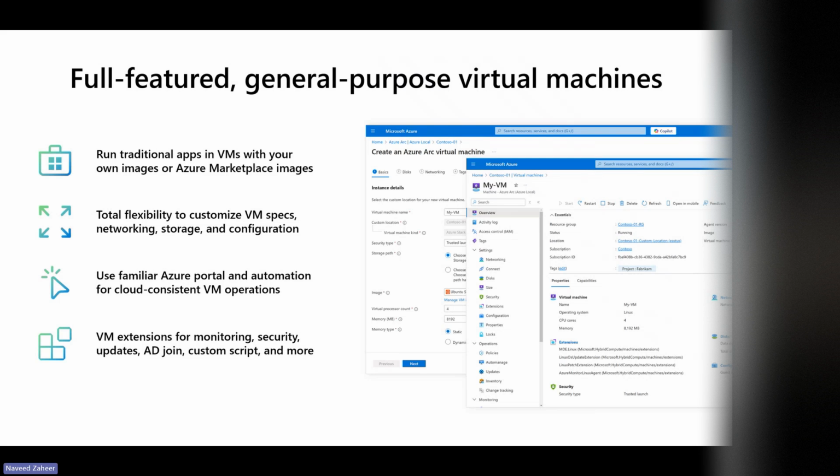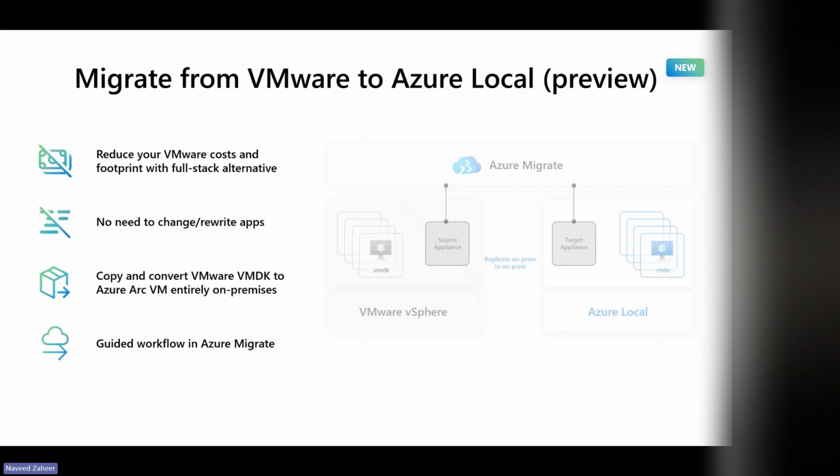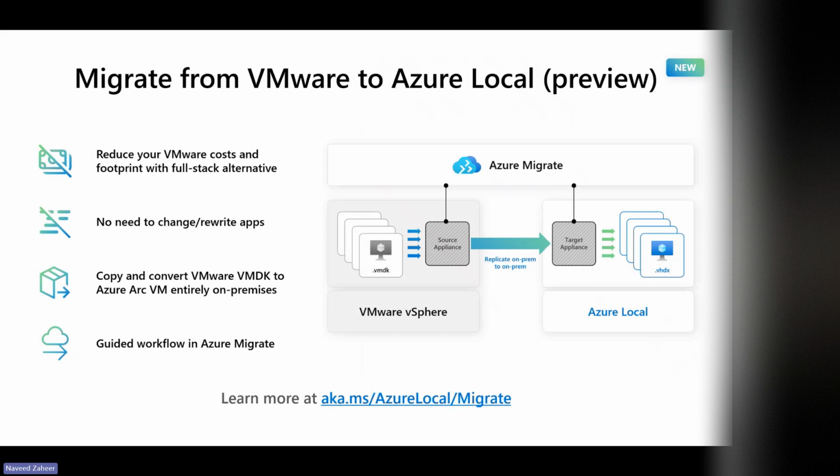Okay. And of course, with the VM extension, you can do security updates, AD join, and run custom scripts, just like you do for the VMs in Azure Cloud. Okay. And I just want to mention, if you have VMware workloads and you want to migrate those to Azure Local, you can definitely do that. There is a wizard-based process which moves your VMs in their entirety from VMware VMDK to Azure Arc VMs, and there's a guided workflow. And there's a link at the end if you want to know more about it. Please take a look at that.